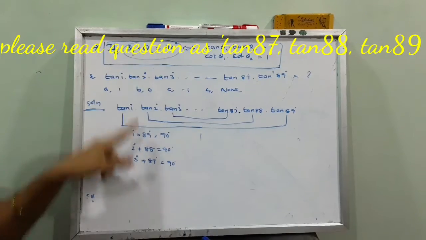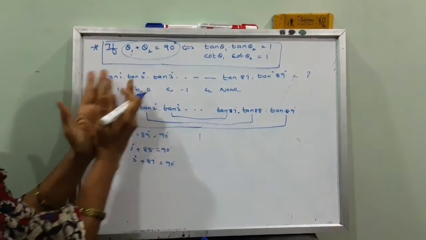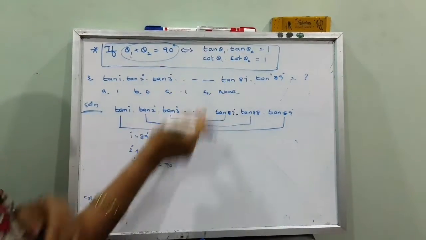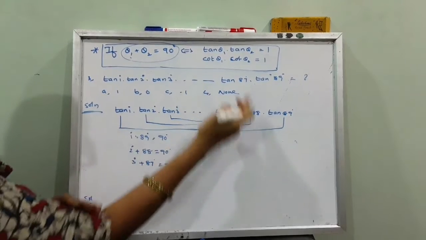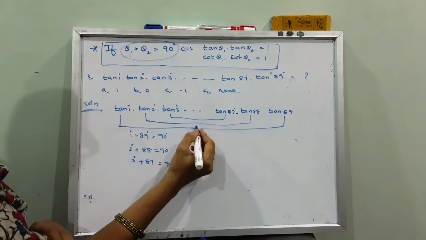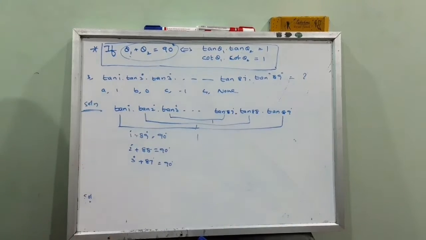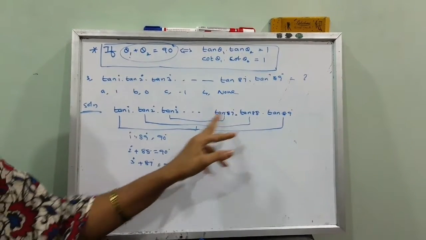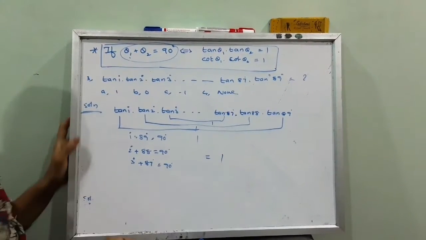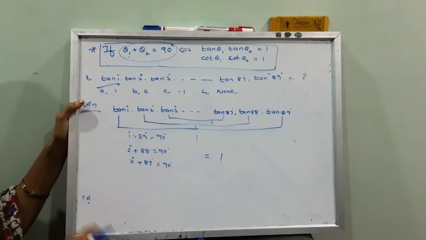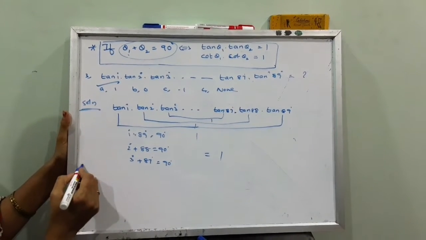If theta 1 plus theta 2 is equal to 90 degrees, then tan theta 1 into tan theta 2 is 1. Similarly, tan 2 into tan 88 is also 1. Next, tan 3 into tan 87 is 1. So 1 into 1 and so on is equal to 1. So option A is the correct option.